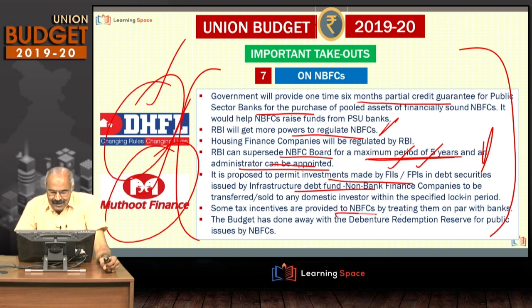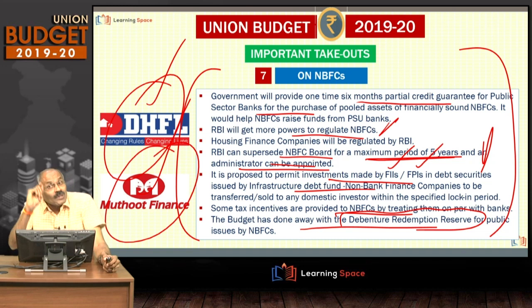One more important aspect is some tax incentives are provided to NBFCs at par with the banks. Then the budget has done away with debenture redemption reserve. That means when the NBFCs are issuing debentures to mobilize money, they have to keep certain money aside. That is debenture redemption reserve. That is taken out now. So therefore, more money will be available for their operations. Friends, these are the changes as far as NBFCs are concerned. In a nutshell, RBI is given more powers on NBFCs, right?